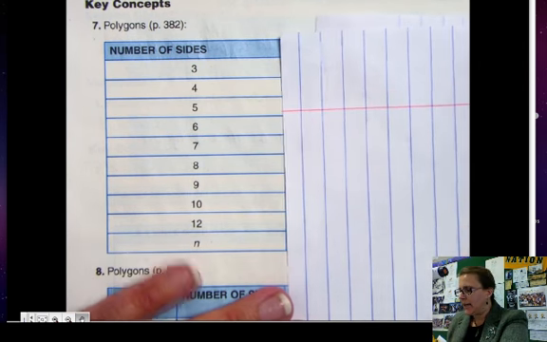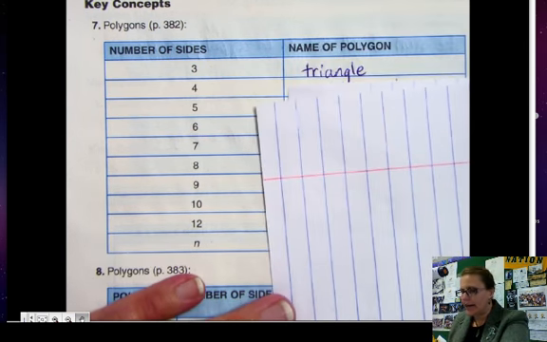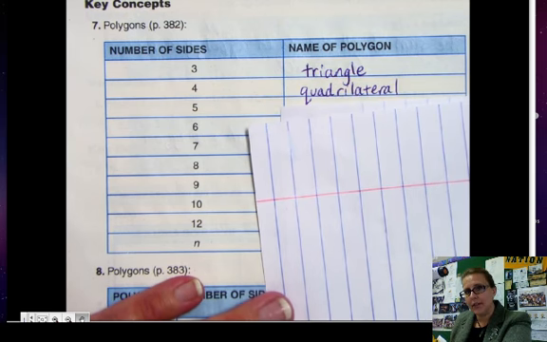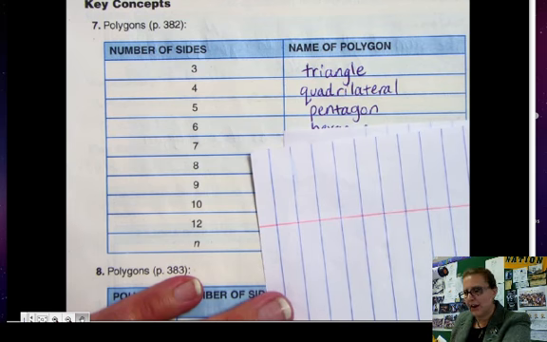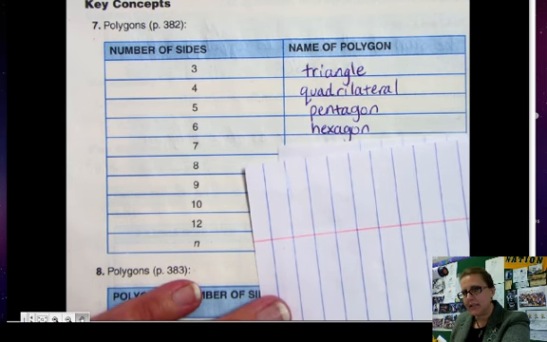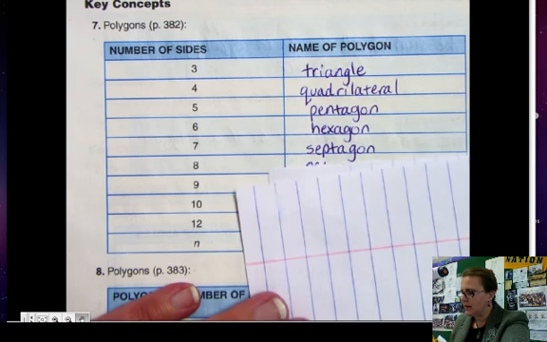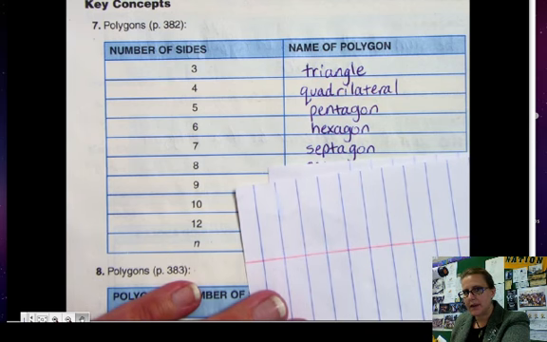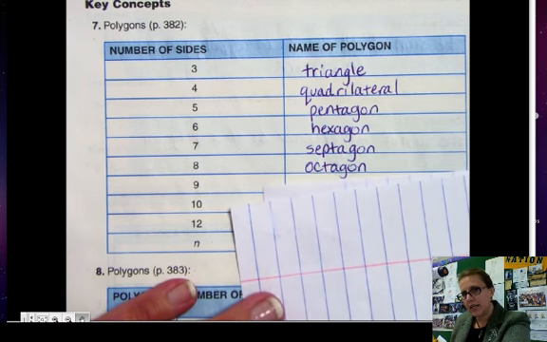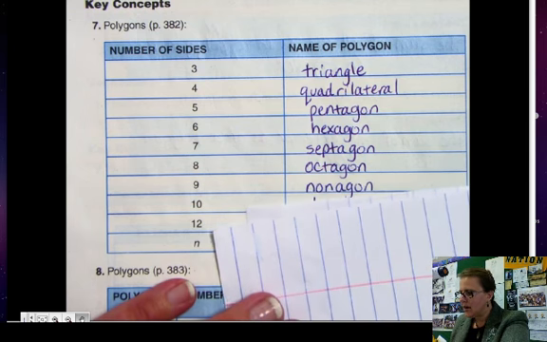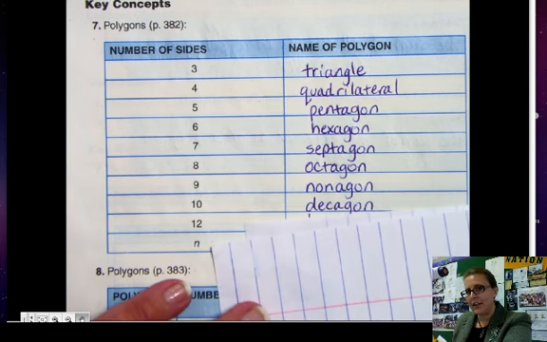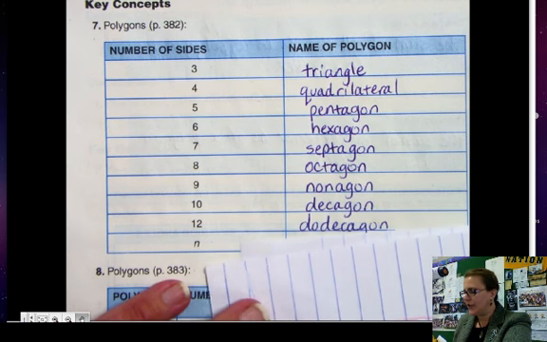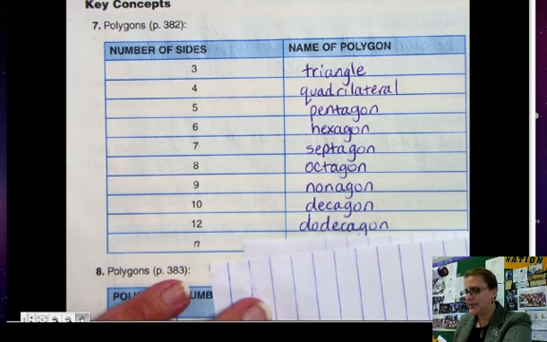So the number of sides. A triangle is 3. A quadrilateral is 4. Pentagon is 5. Hexagon is 6. Septagon is 7. Octagon is 8. Nonagon is 9. Decagon is 10, and dodecagon is 12.